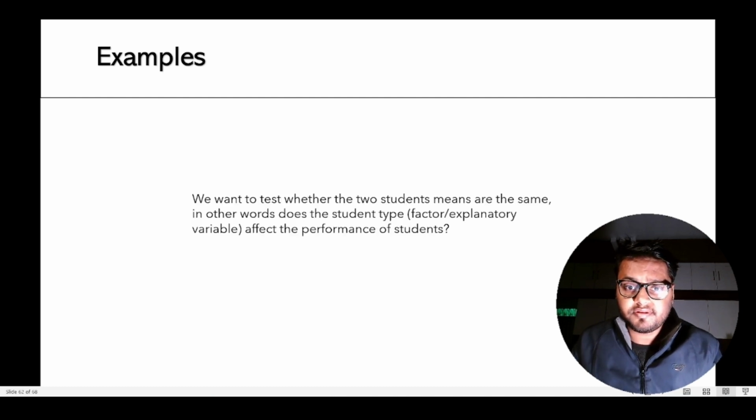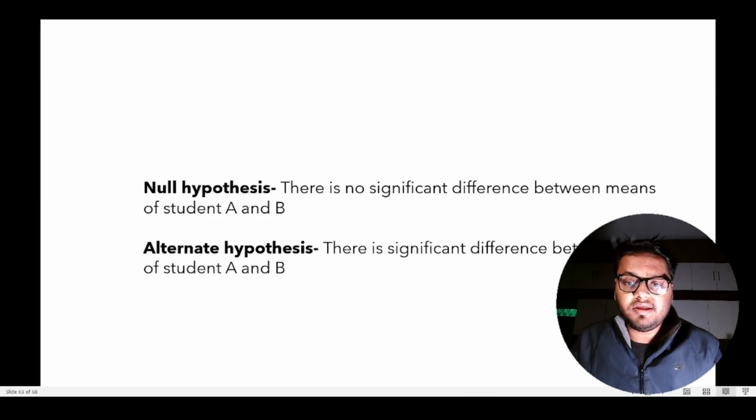The question is this: we want to test whether the two student means are the same or not. In other words, does the student type affect the performance of students? To solve this problem, first of all, we assume our null and alternate hypotheses. My null hypothesis will be that there is no significant difference between the mean of student A and B. The alternate will be that there is a significant difference between the mean of student A and student B. So now let us start solving.